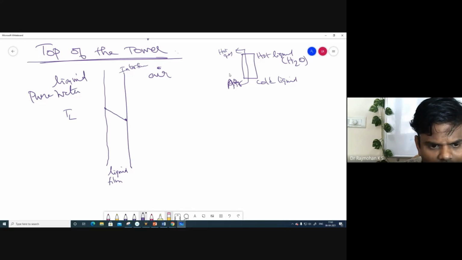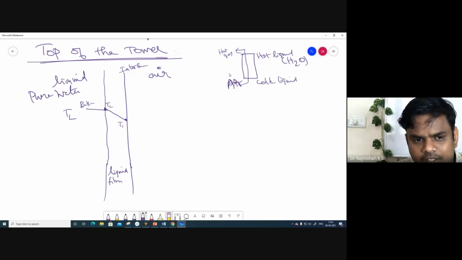That's why we have to recollect what we have learnt in module 2, the two-film theories. In the liquid film side, the temperature profile will be uniform in the bulk of the liquid at TL, and between TL and TI at the interface the temperature is TI. We assume a linear profile. Similarly, what about the concentration profile?